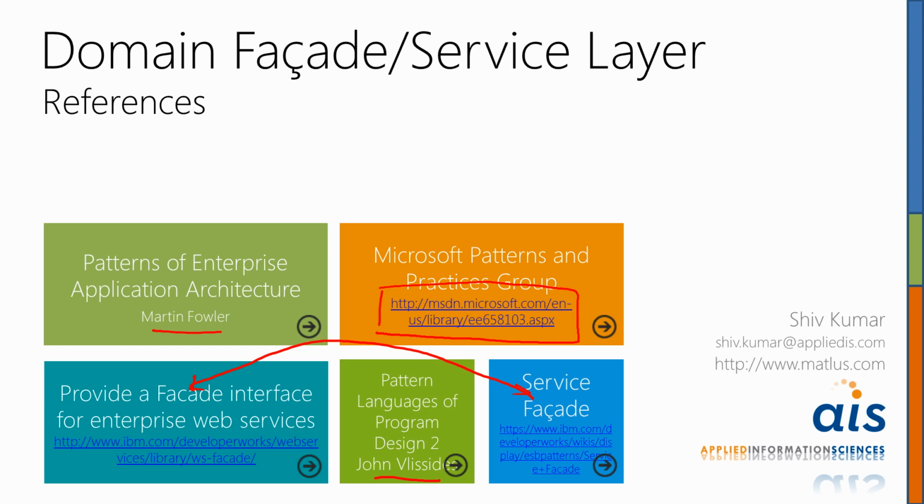Pattern Languages of Program Design is a nice book written by John Vlissides, I think is how you pronounce his name. He's one of the GOF, the Gang of Four, who's been writing a lot of books since. So this is one of his nice books that I've enjoyed, and where I learned about his concept of the domain facade. So that's it.